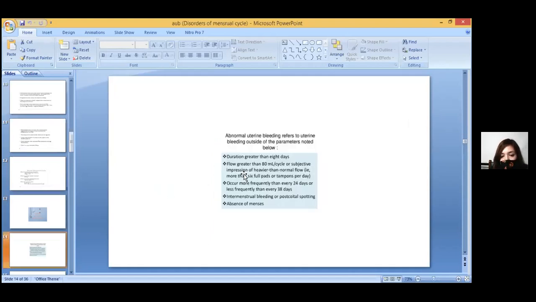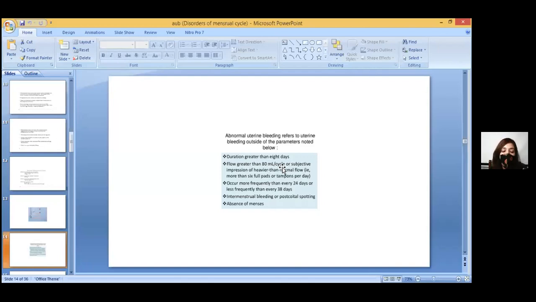So abnormal uterine bleeding refers to uterine bleeding outside the normal parameters, like the duration being greater than 8 days. As I told you earlier, the duration of the cycle should be 3 to 8 days. If the bleeding is lasting for 10 days, it is a heavy period. If the flow is greater than 80 ml per cycle. See, no one can measure the menstrual blood.